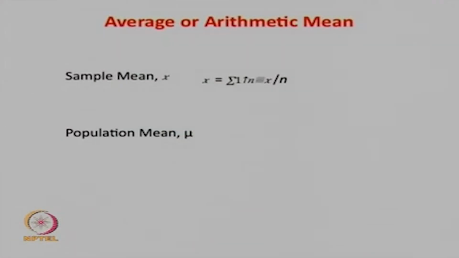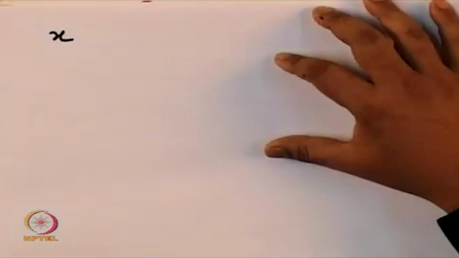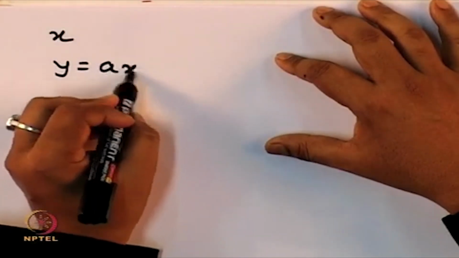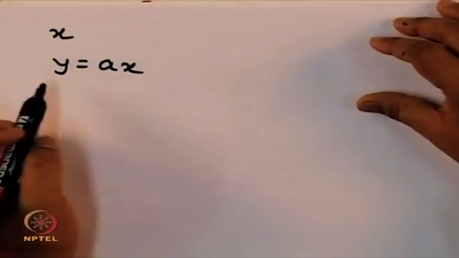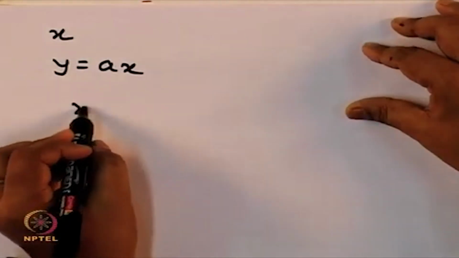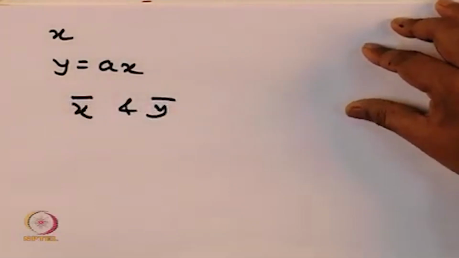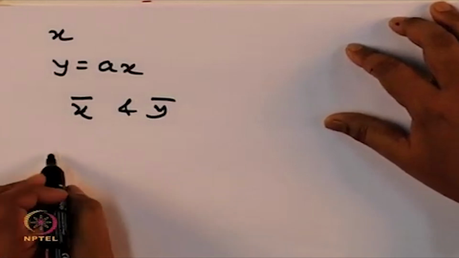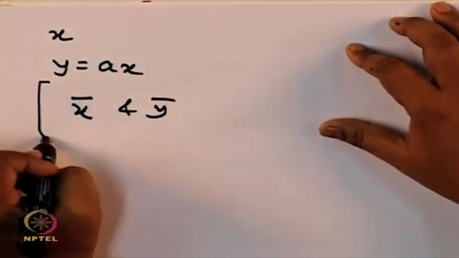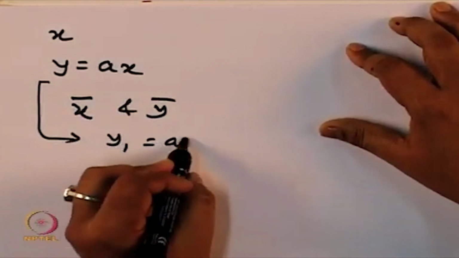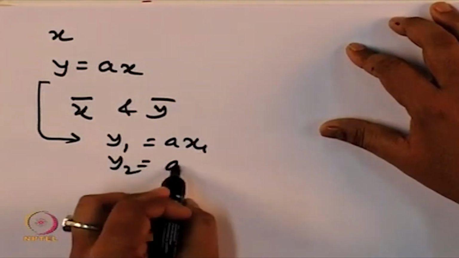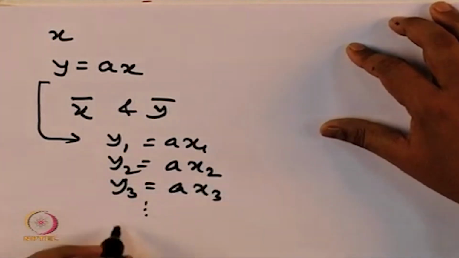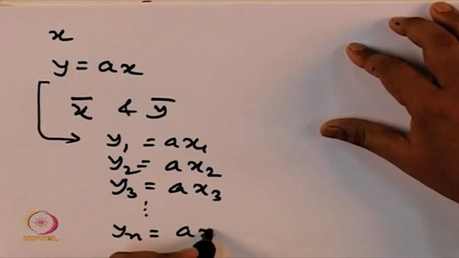So, imagine I had this variable x, and I define this variable y, which is nothing but a times x, and I want to know what is the relationship between x bar and y bar, how are they connected. So, how do I go about it? What I can do is write, if y is equal to a x, this would mean y1 is equal to a x1, y2 is equal to a x2, y3 equal to a x3, up to yn is equal to a xn.